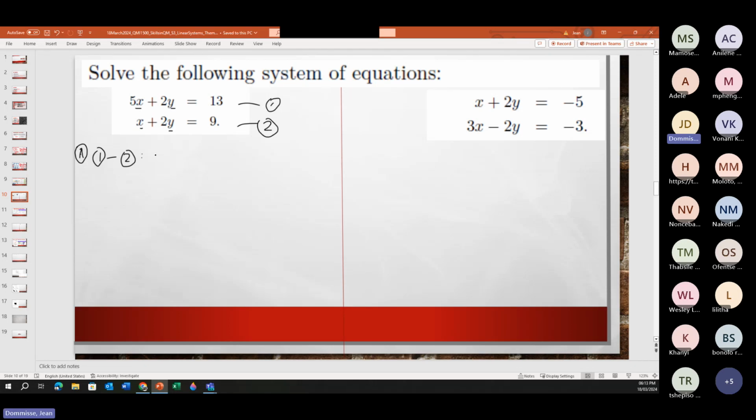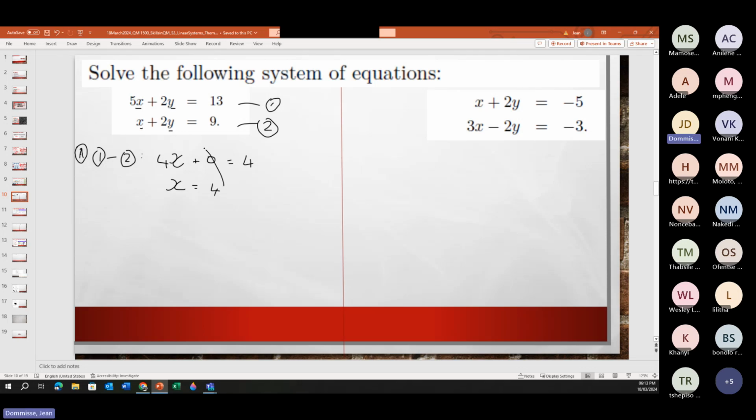Let's say formula 1 minus formula 2. So that is 5x minus x is 4x. 2y minus 2y is 0, we just say plus 0. And 13 minus 9 is 4. So that gives me that x is equal to 4.